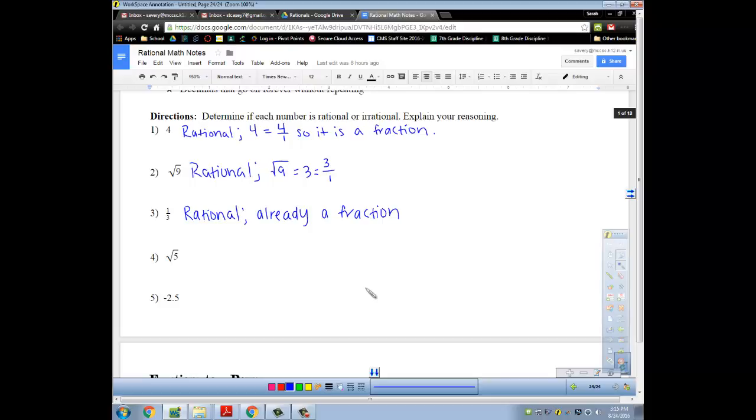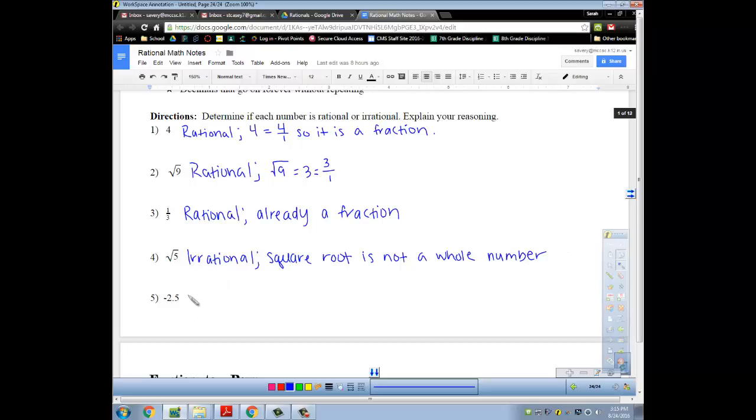The square root of 5, I'm thinking what whole number times itself would give you 5? There is no whole number times itself that will give you 5. So that is irrational. And you could say the reason is because square root of 5 is not a whole number. You could also say it's a decimal that goes on forever without repeating. You could also say you cannot write it as a fraction.